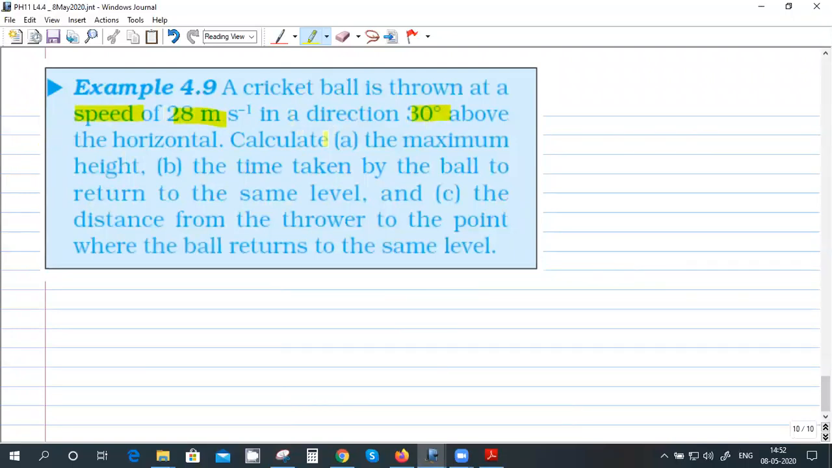Thirty degrees. Maximum height. Time taken for the ball to return to the same level, and then the distance from the thrower to the point where the ball returns. Understood the problem?